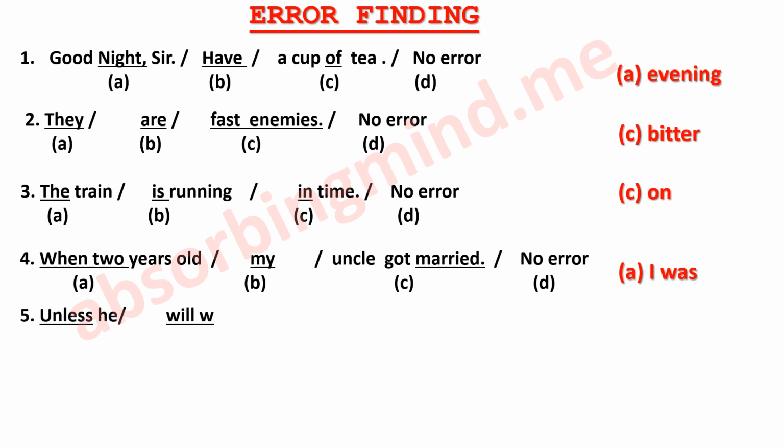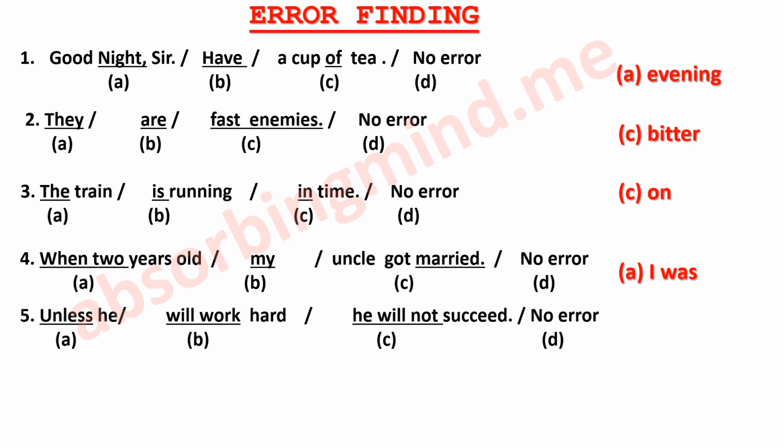The next example is unless he will work hard, he will not succeed. Again, the sentence has been divided into A, B, C and D parts. Now you can see there is a repetition of the word will, which is incorrect. So we have to replace will work by works. That means part B has an error. Unless he works hard, he will not succeed.